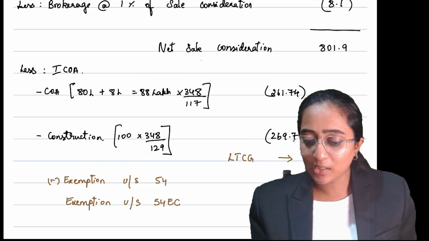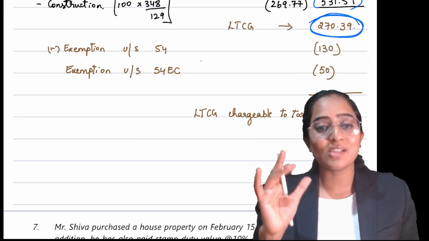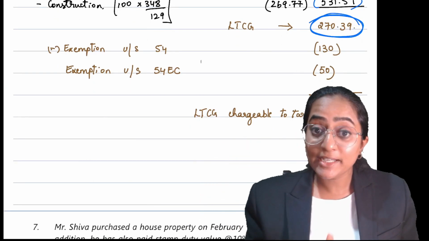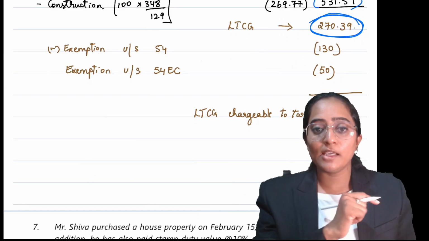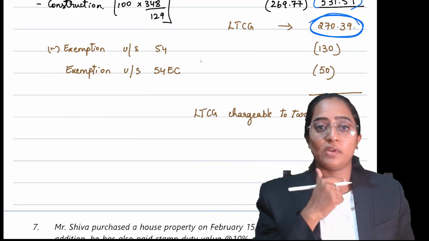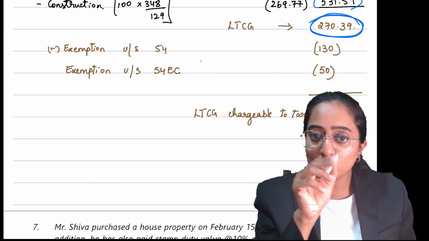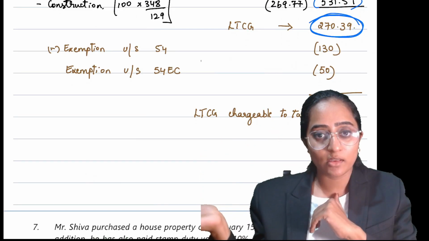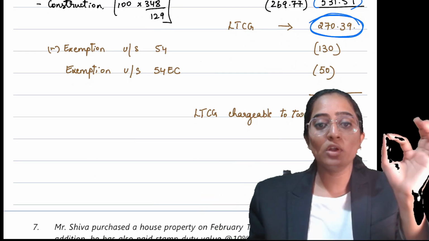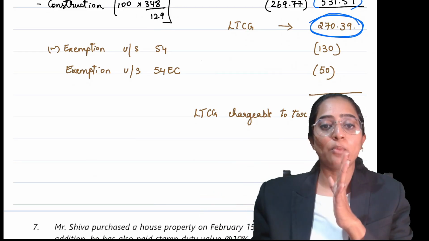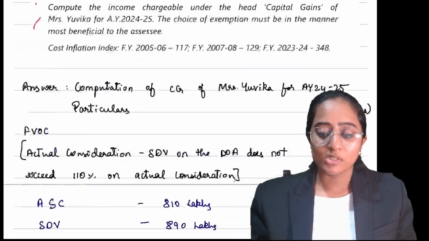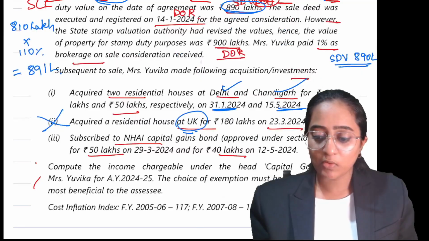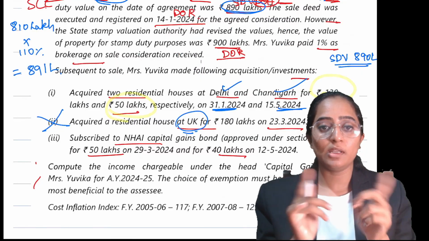Here your capital gain is 2.70, that is 2 crore 70 lakh, exceeding 2 crores. People, if it is exceeding 2 crores, it means you can get exemption only for one residential house property which you have bought in India. What are the residential house properties that you have bought in India, my dear people? It is going to be 130 lakh and 50 lakh, both 130 and 50.